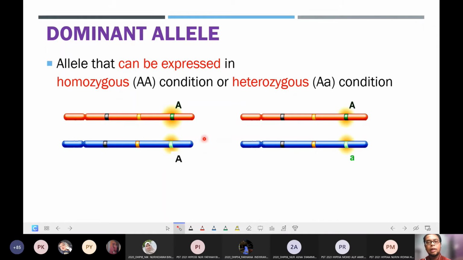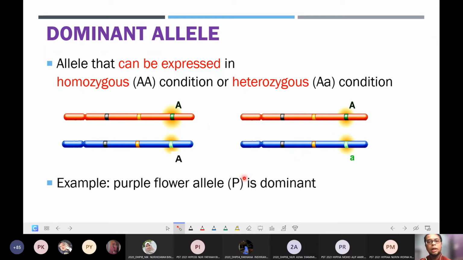For example, you can see in this diagram, this shows the homozygous condition, and this refers to the heterozygous condition. So, for example, the purple flower allele in plants is said to be dominant. Okay, dominant. Why? Because this particular allele can determine the purple color of the flower, even though it is in a heterozygous condition, in which there is only one of this allele, it is enough for this allele to show its characteristic. Okay, and usually for the dominant allele, we use the capital letter as the symbol. So for example, we use the capital letter P for the purple flower allele.